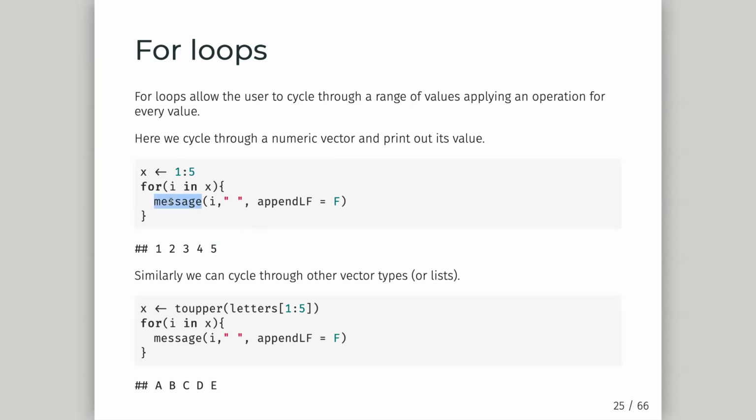Here I've slightly updated message. I put append LF equals false. I guess it's append line finalizer. So it's not putting an end of line. So it's going to print them all, 1, 2, 3, 4, 5, on 1 line. Sometimes that's useful. You may want to do that.